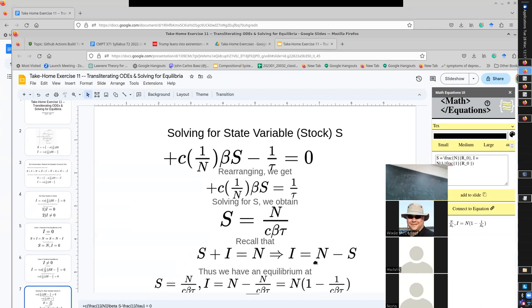So here we go. We can just rearrange, right? We put this thing over on the right and solve for S that way. Given that we solve for S, what do we still have to get? Remember, for each equilibrium, we have to get a value of S and a value of I for that equilibrium, a complete state of the model in which it's in balance.